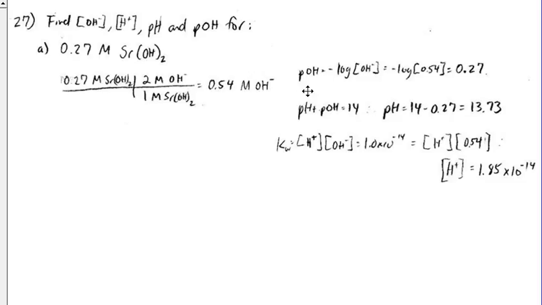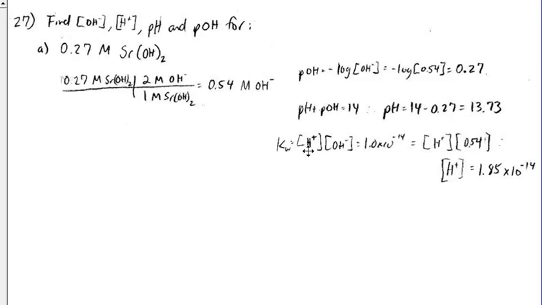So to find pOH, you do the negative log of the OH⁻ concentration here. The negative log of 0.54 gets you a pOH of 0.27. That's very, very basic. pH is found easily by noting that pH plus pOH is equal to 14, so we can find the pH is 13.73. It might be more recognizable to you as very, very basic from that.